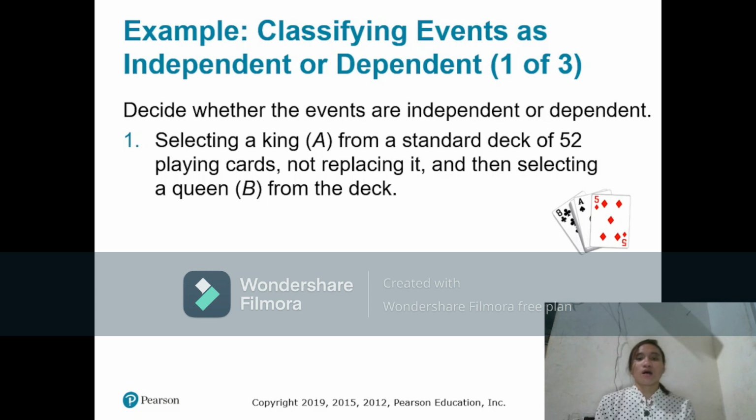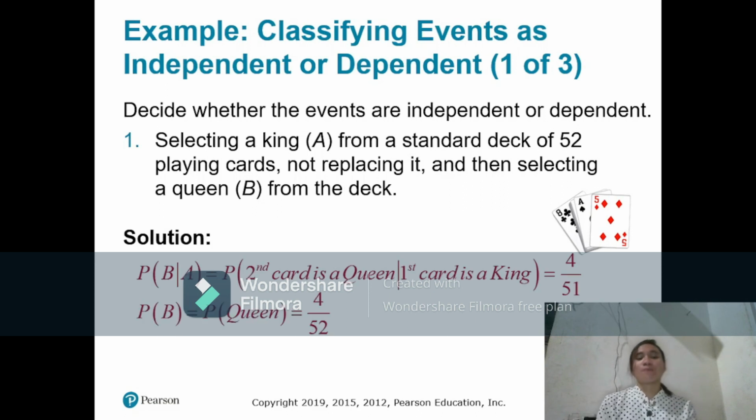For example, decide whether the events are independent or dependent. Number one, selecting a king from a standard deck of 52 playing cards, not replacing it, and then selecting a queen from the deck. Solution: probability of B given A, the probability that the second card is a queen given the first card is a king, is equal to 4 over 51. Now, the probability of B, the probability of a queen, is equal to 4 over 52.